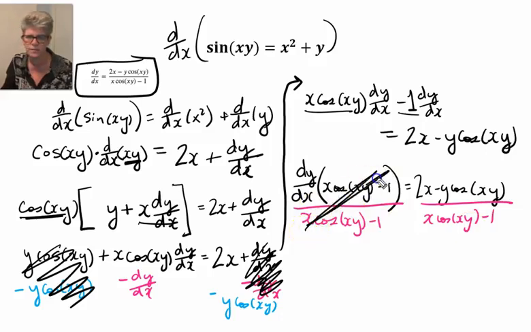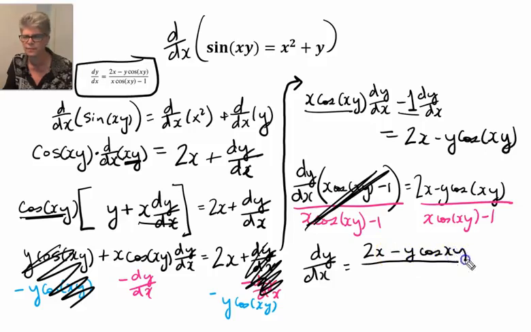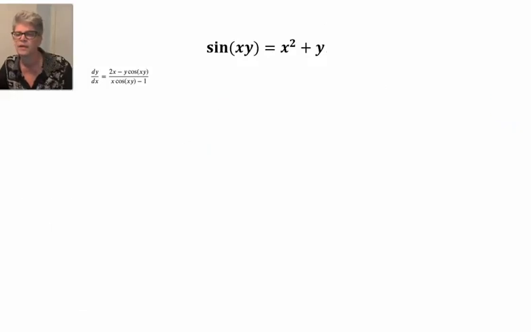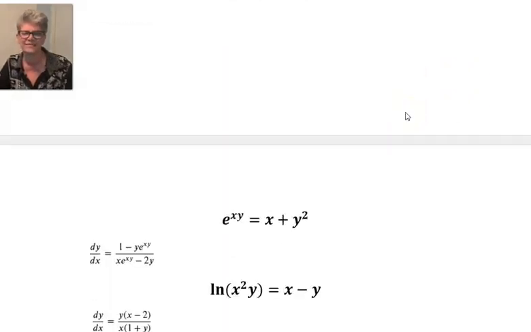So now these will cancel, and I will be left with dy dx is equal to, the numerator will be 2x minus y times cosine of xy, and the denominator will be x times cosine of xy minus 1. And that checks. That is the same thing. So we're halfway through. All right, onward and upward.